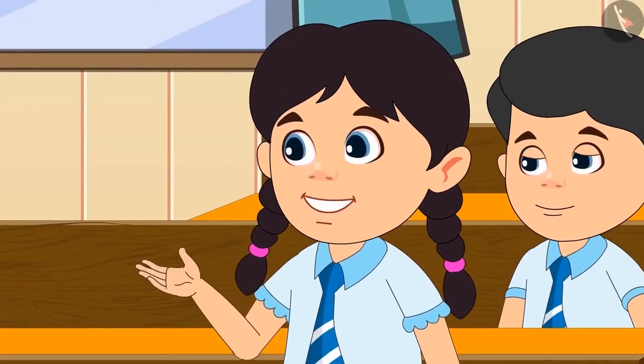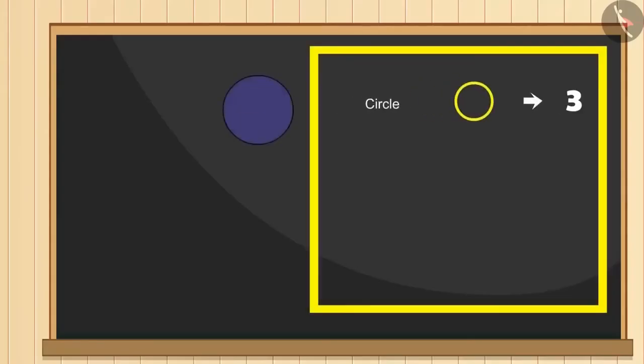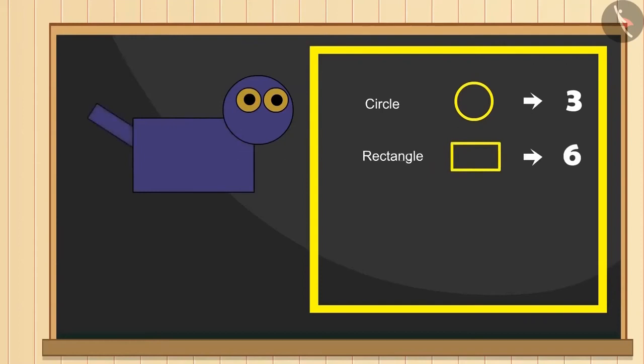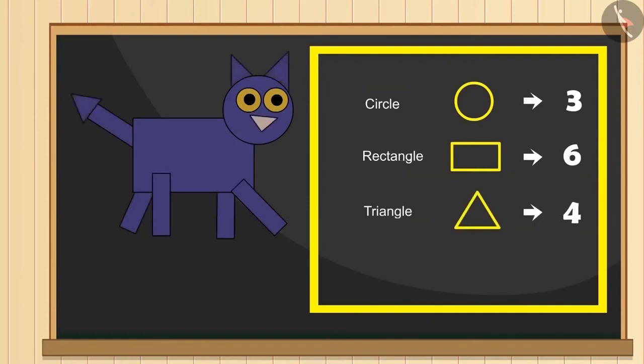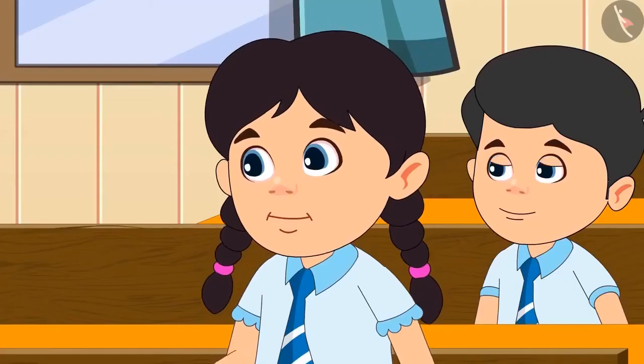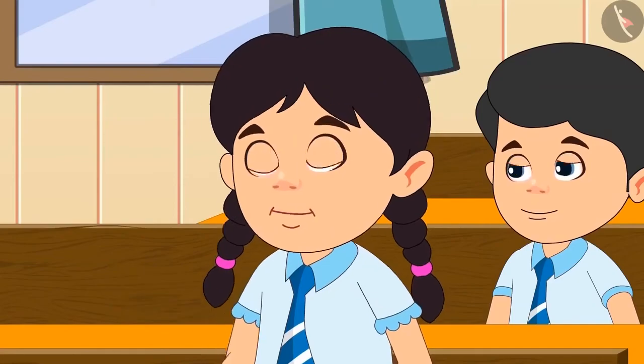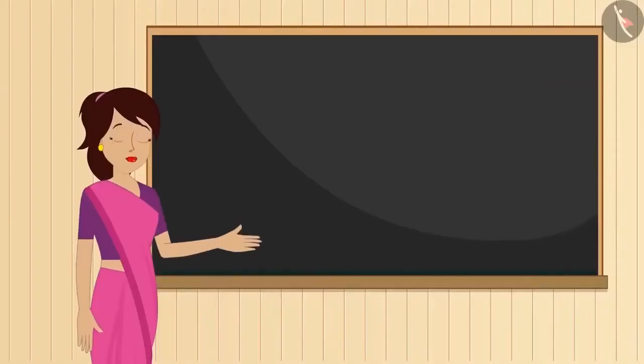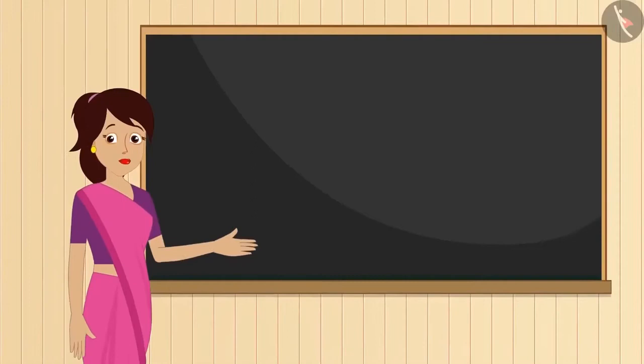Yes, teacher, I will try to do that. First of all, its eyes and face are made from 3 circles. Then its tail and 4 legs can be made with 6 rectangles. Now its ears, nose and upper part of its tail can be made with 4 triangles. At the end, its claws from 4 squares. See, the cat is drawn. Teacher, is it correct? Very good, Priya. This is a very interesting drawing.